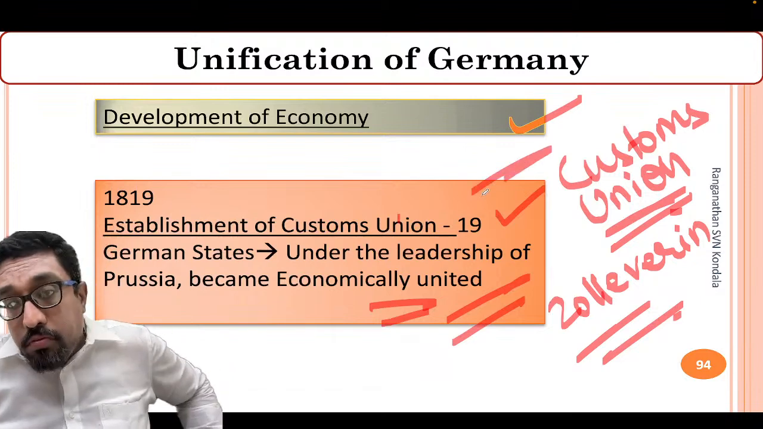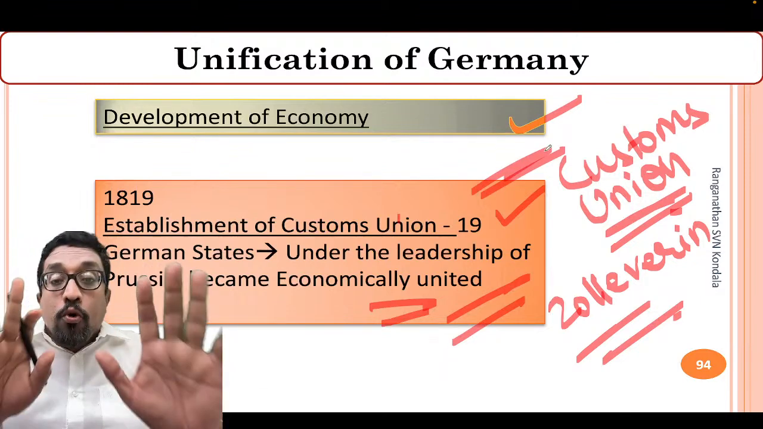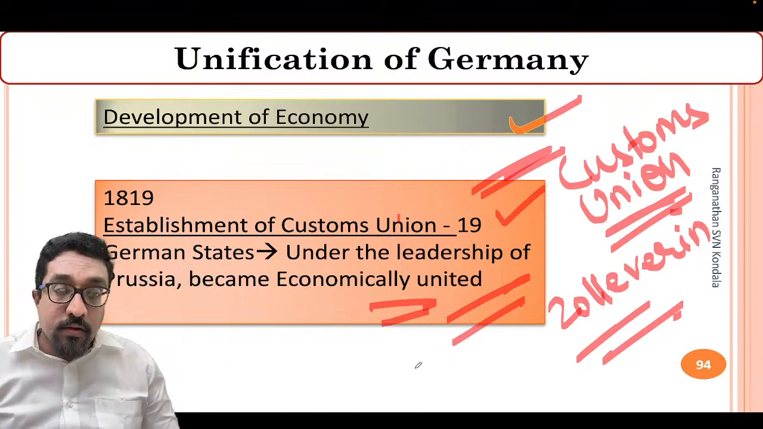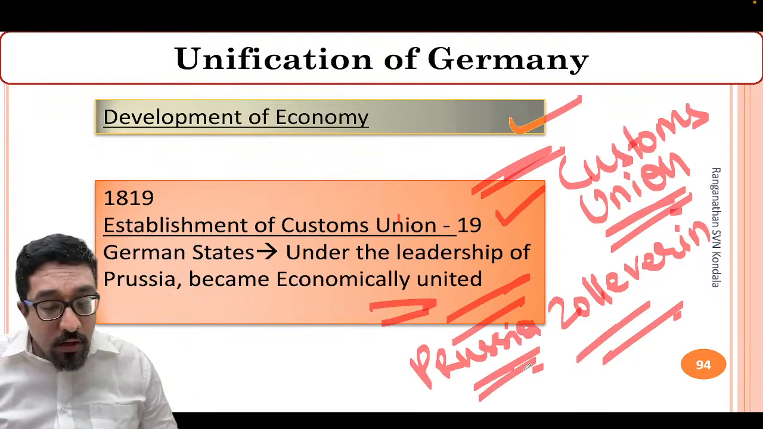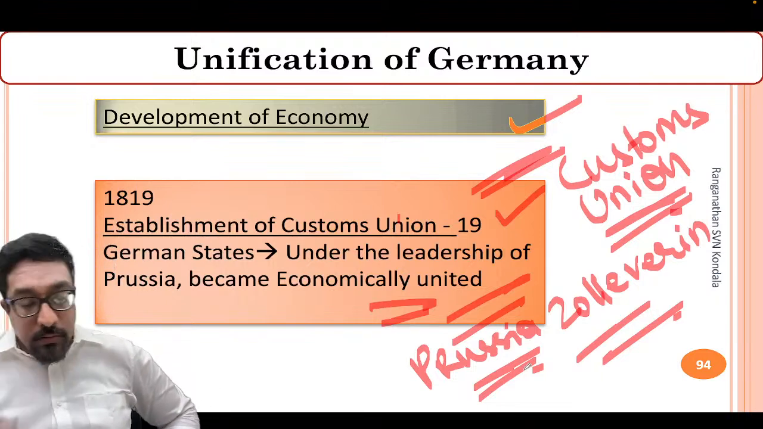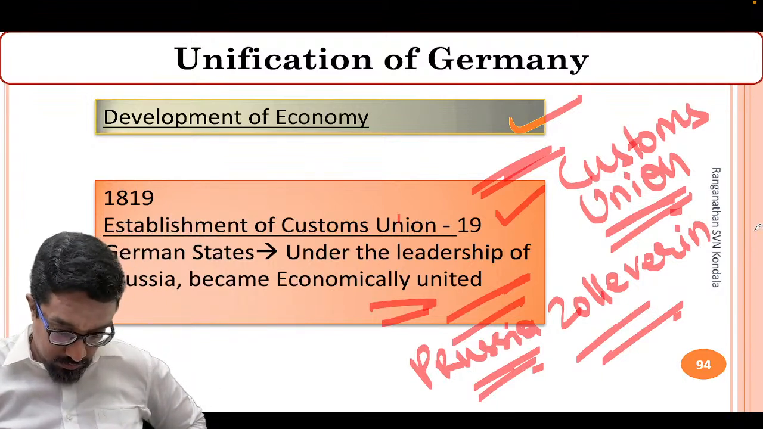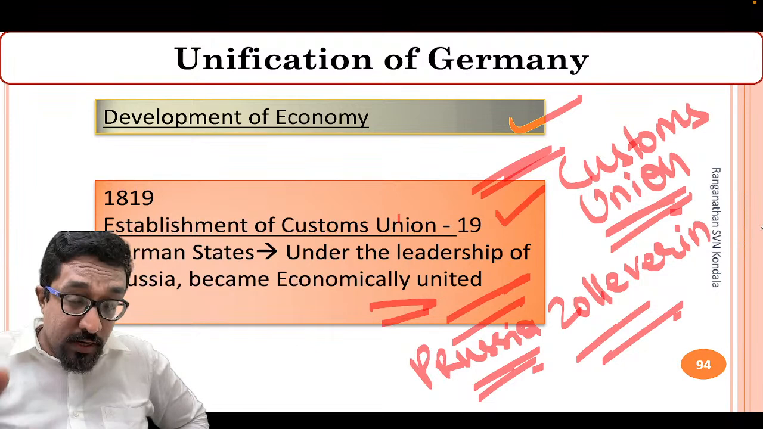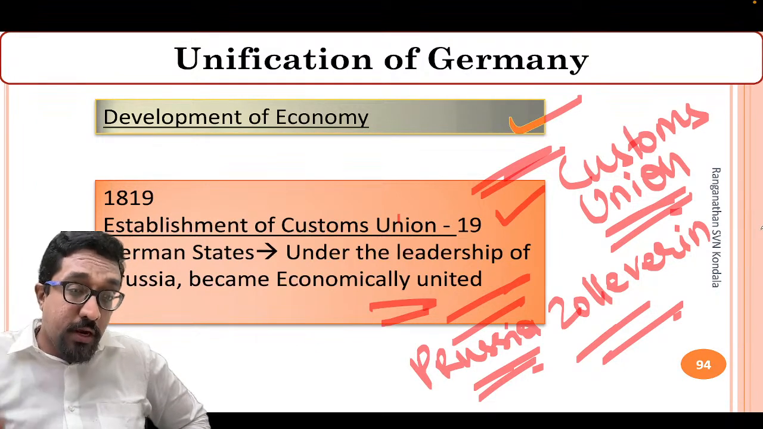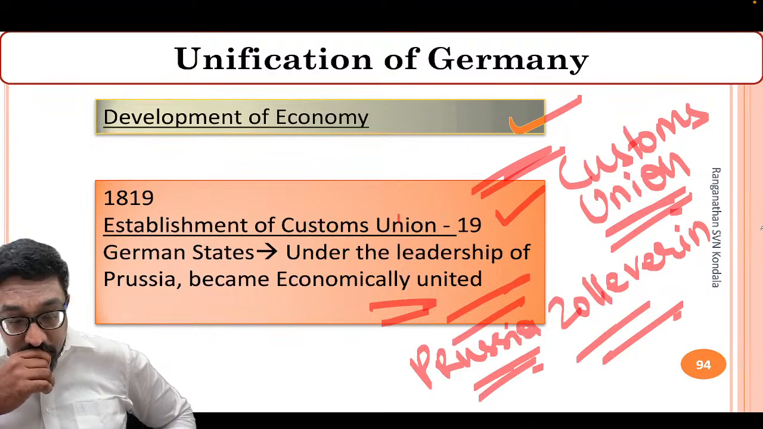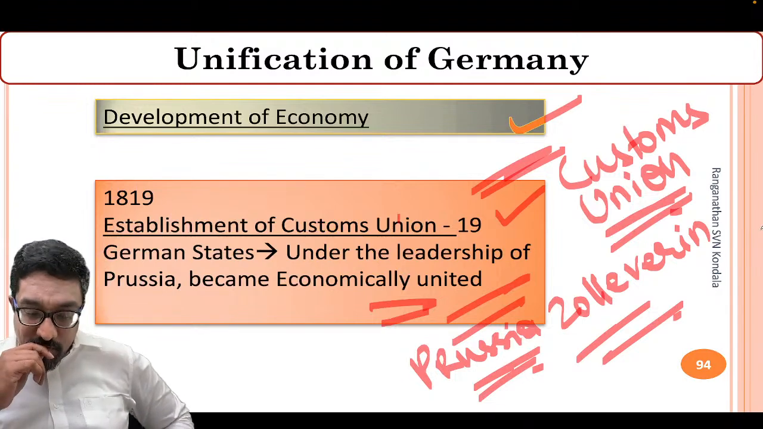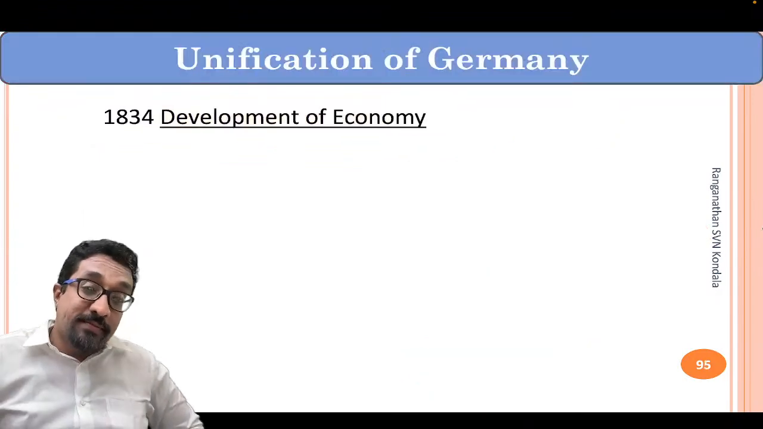So a customs union was made. Who made this? Prussia. Now, if Prussia is making a customs union, do you think Austria will join this? Do you think Austria would even care to join a customs union made by Prussia? No, right? Definitely no. And that's what happened.